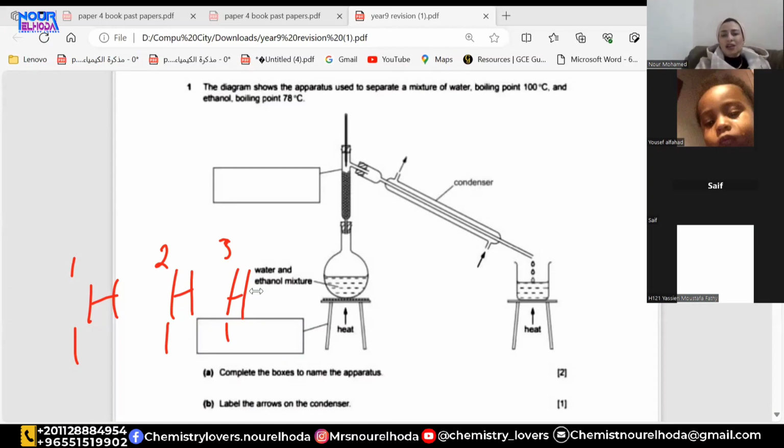Why do they have the same chemical properties? Because they have the same number of electrons in the outer shell.